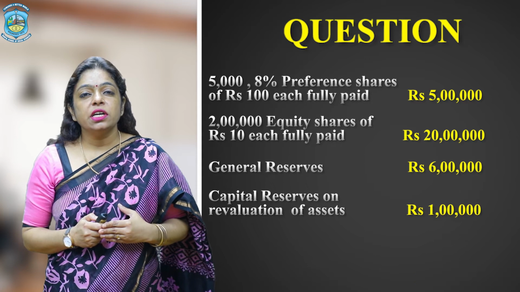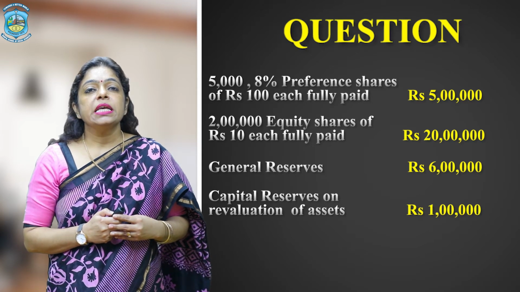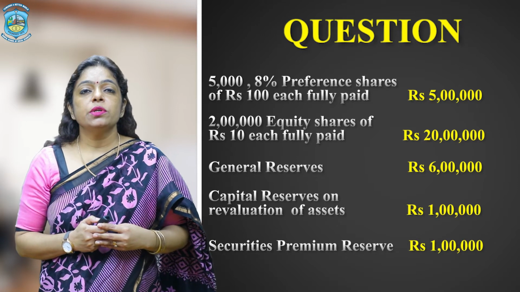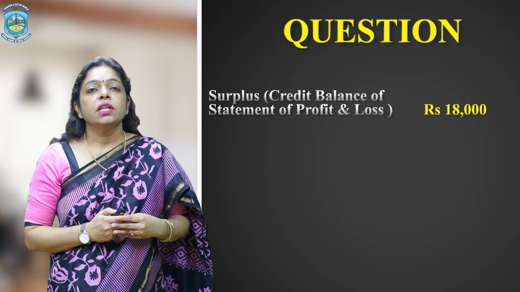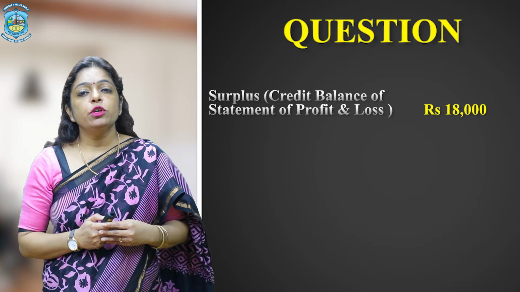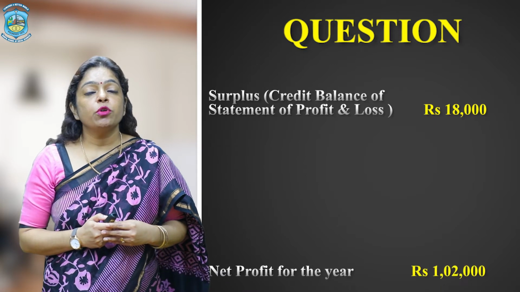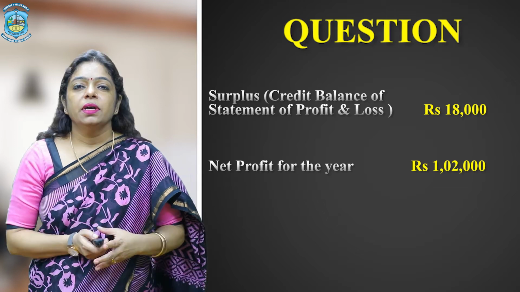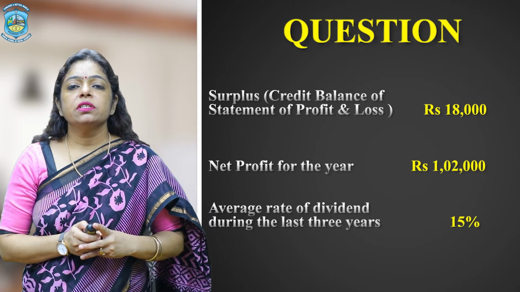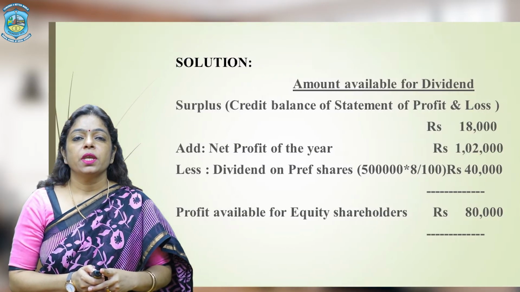Capital reserves on revaluation of assets rupees 1 lakh. Securities premium reserve rupees 1 lakh. Surplus, that is credit balance of statement of P&L, rupees 18,000. Net profit for the year rupees 1,02,000. Average rate of dividend during the last 3 years is 15%. Let us look at the solution.